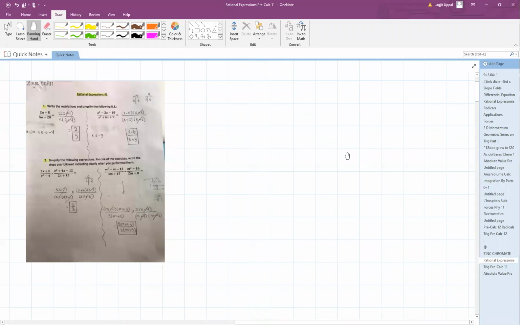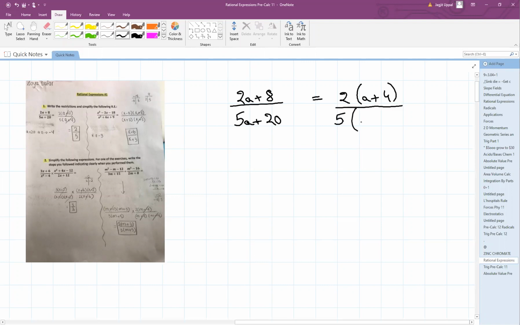Your teacher deducted some marks. So let's have a look at the first question. We have (2a + 8) divided by (5a + 20). So what can we factor from the top, Zoya? We can factor 2, and you would get a plus 4, correct? For the bottom, you would factor the 5 out, and you would get a plus 4 as well. Agreed?